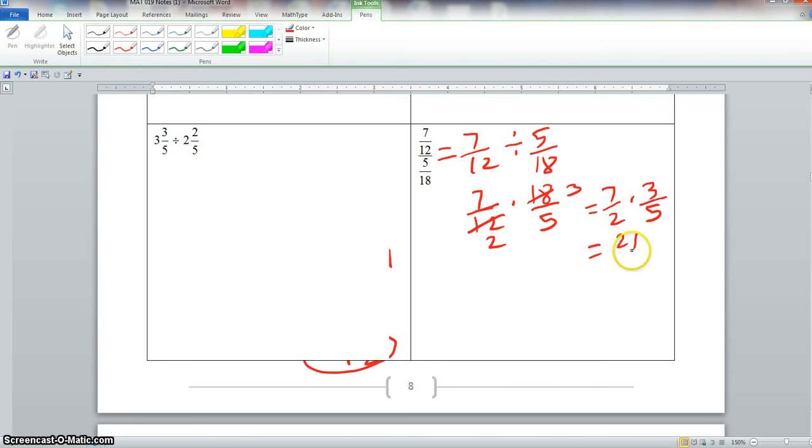Now, we multiply straight across. This would give us 21 over 10. Now we would divide 10 into 21. 10 goes into 21 twice, and we have a remainder of 1. So now our final answer would be 2, our denominator would be 10, and our numerator would be 1. So our final answer would be 2 1/10.